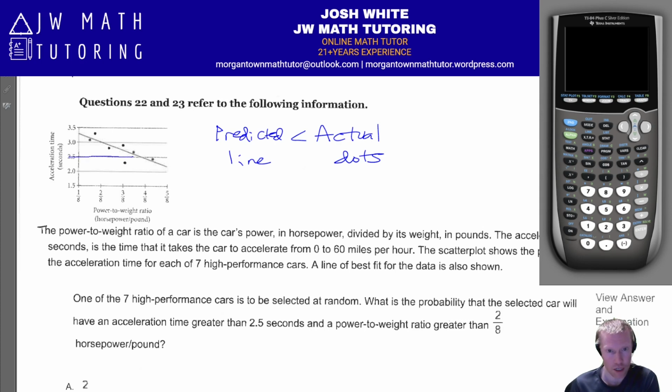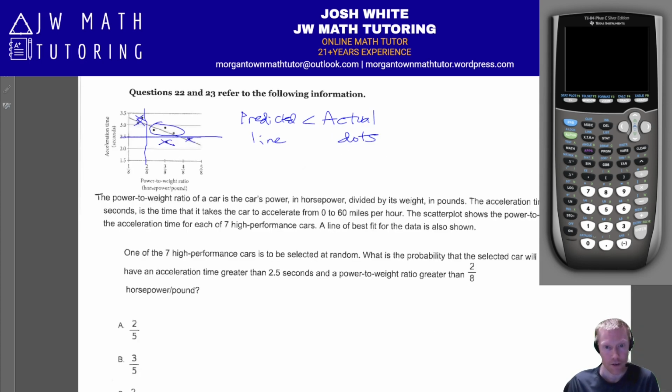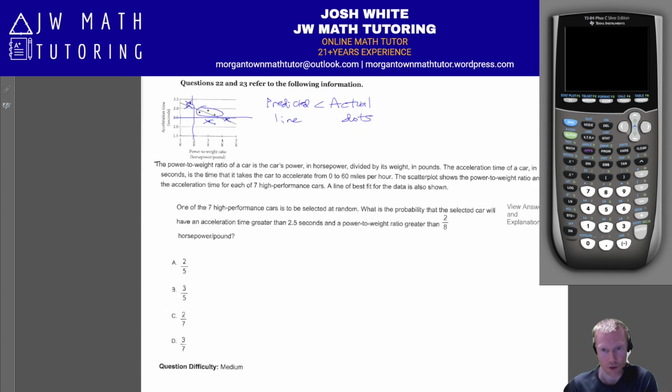So if I draw a line right here, that means this is out and this is out. And we need a power to weight ratio greater than 2/8. So if I now draw a vertical line right here at 2/8, that means this is out and this is out. So it looks like there are 3 possibilities or 3 favorable outcomes. And since there are 7 total cars to choose from, that would be our denominator. So the probability for this one is going to be 3 over 7. The correct answer is letter D.